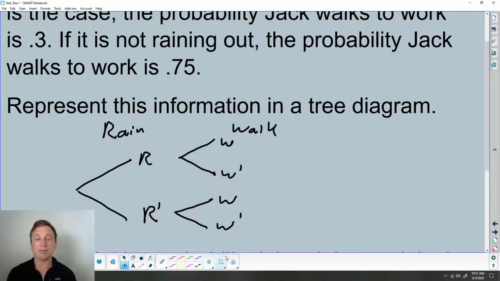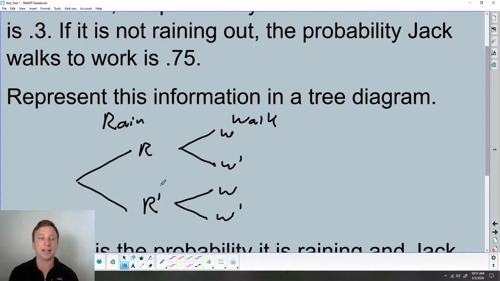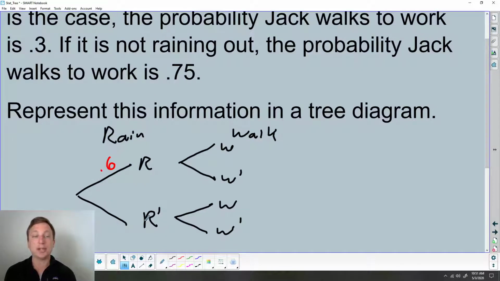Now we can assign probabilities to these. I like to assign the probability of the event happening to the branch of this diagram rather than at the end result. So as I follow it along to find outcomes, I know exactly what I'm multiplying by. Up above, it said the probability that it's raining today is 0.6. That tells us we can find the probability of it not raining. If 0.6 is the probability of it raining, 0.4 is the probability of it not raining. In tree diagrams, every time we add vertically for that outcome, it should equal 1.